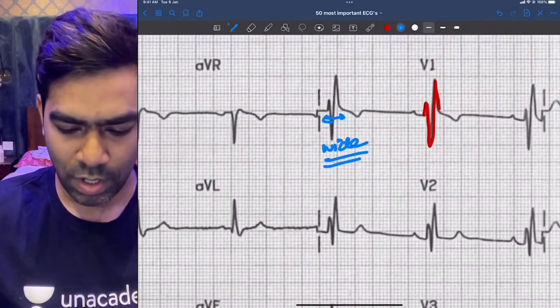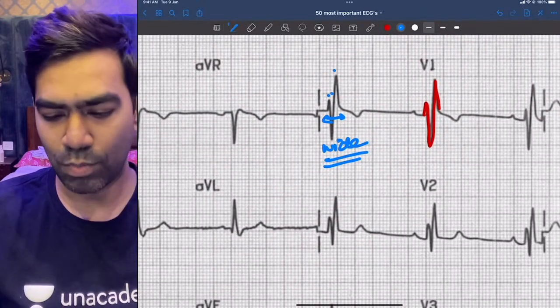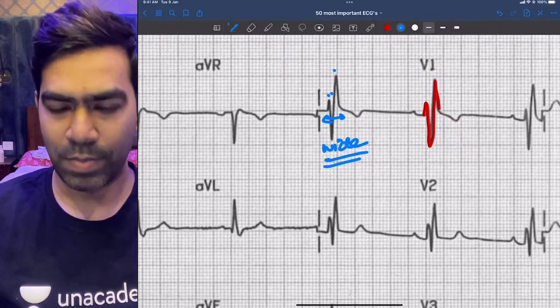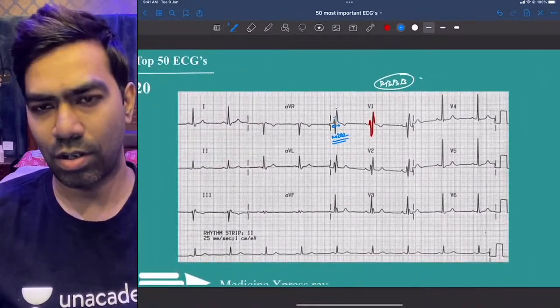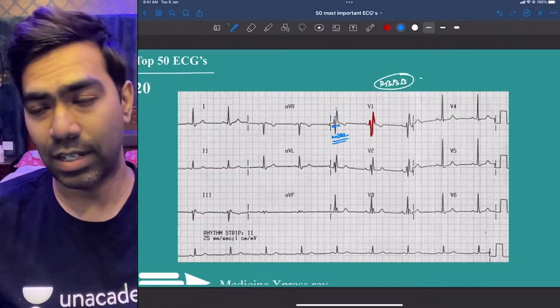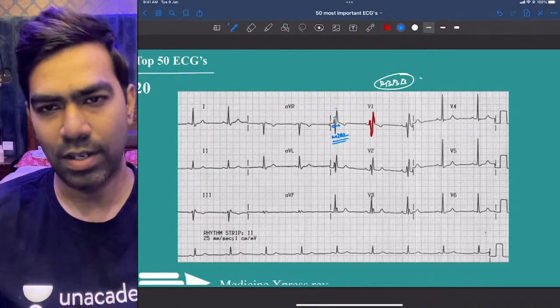If you count the number of small boxes, it's 1, 2, definitely 3+ small boxes are there. So definitely this patient is having a QRS width of 0.12 seconds or more, because one small box on the x-axis corresponds to 0.04 seconds. So definitely this patient is having a wide QRS.